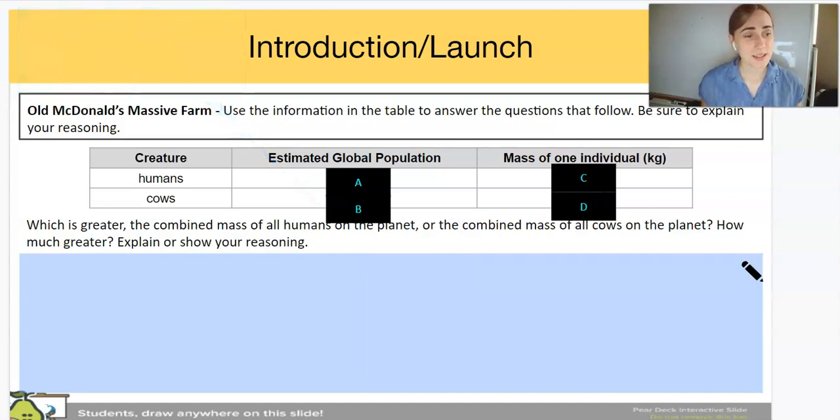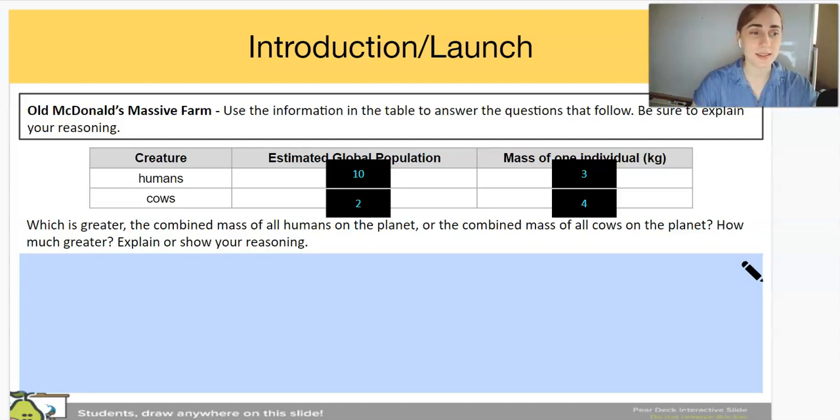Okay, so once you've paused and considered what those quantities will be, we're going to try out this problem with some smaller, friendlier numbers before we attack this problem with numbers in scientific notation. So pause. I'm going to replace these letters with smaller numbers. Okay, so consider these quantities. We have the estimated global population of humans is going to be 10 in this example, and the estimated global population of cows is going to be 2. The mass of one individual human is going to be 3 kilograms, and the mass of one individual cow is going to be 4 kilograms.